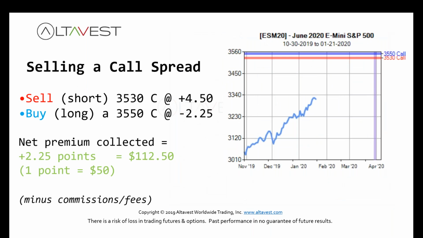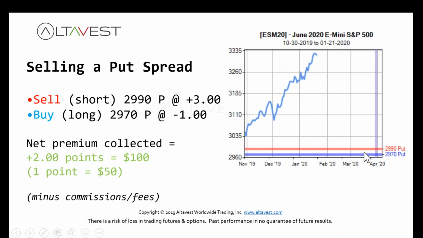So here's what selling a call spread looks like. Sell a 35.30 call, that's the red line. You collect 4.5 points, in this case on the E-mini S&P 500. And then at the same time, you buy a 35.50 call. You pay 2.25, but the net result is $112.50 that you collect minus your fees, commissions.